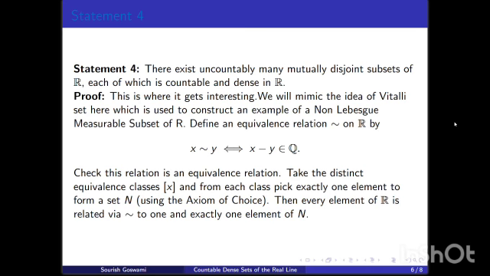Equivalence classes correspond to a partition. So you get different classes, and from each equivalence class, pick exactly one element and construct a set N. This set N has the property that every element in R is related by this relation tilde to one and exactly one element of N. Why is this N non-empty? To tell it mathematically formally, this construction requires the axiom of choice, but it's okay.